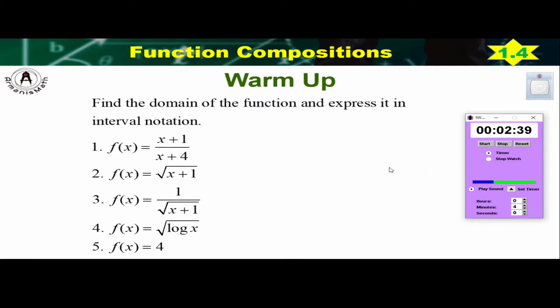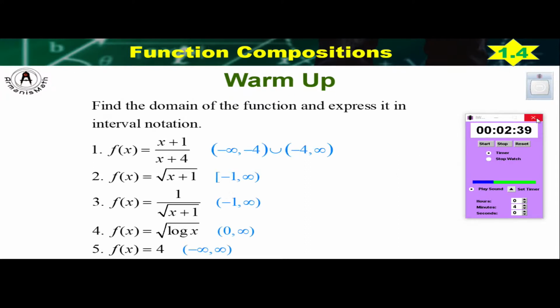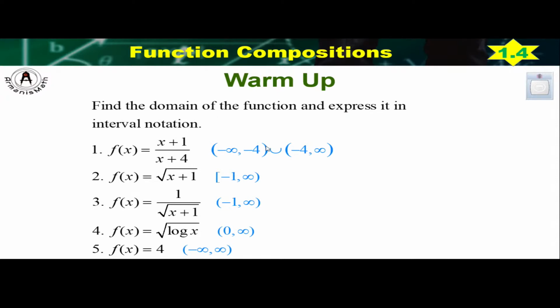So let me start with the first one. You should not have -4, so you go all the way from -infinity to -4, not including -4, and that's why I have parentheses. Or also from -4 until you get to infinity, not including either of them.